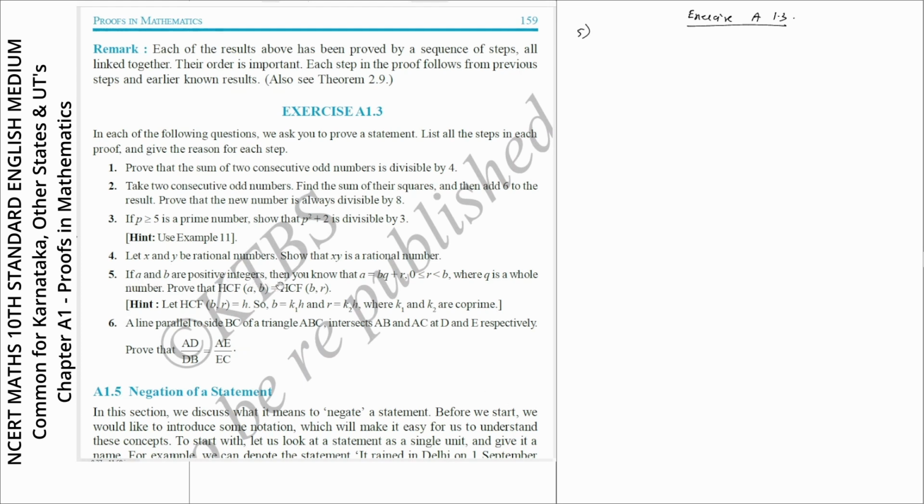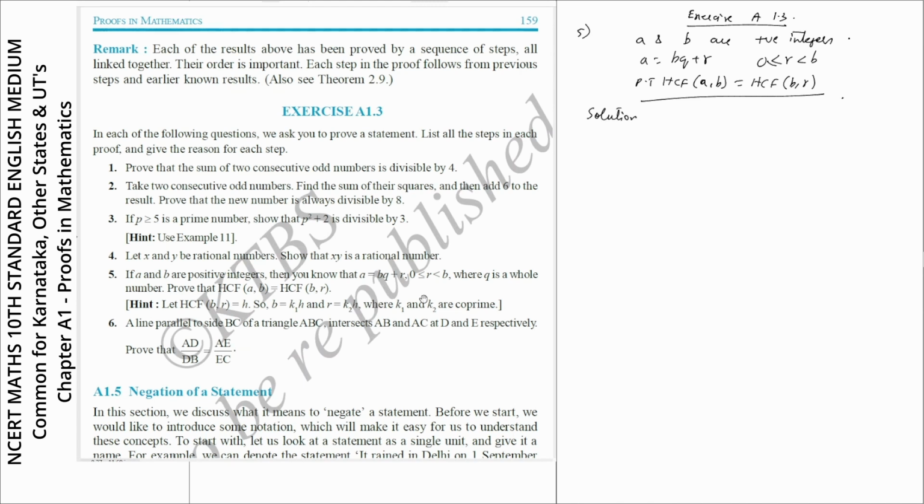Okay, exercise A 1.3, question number 5. If a and b are positive integers, then you know that a is equal to bq plus r and r is less than b and greater than or equal to 0, where q is a whole number. Prove that HCF of a comma b is equal to HCF of b comma r. So here given a and b are positive integers, and a is equal to bq plus r and r is less than b and greater than or equal to 0. I should prove that HCF of a comma b is equal to HCF of b comma r. So this is the question.